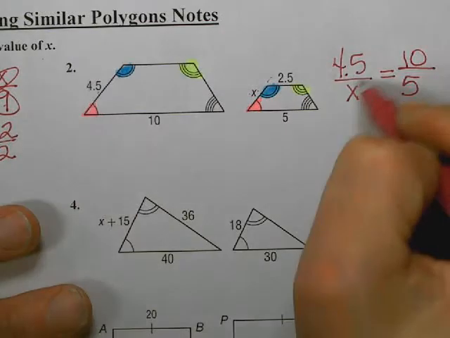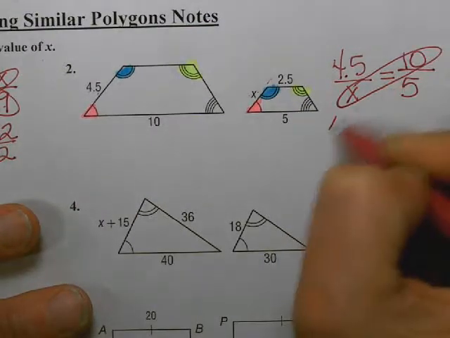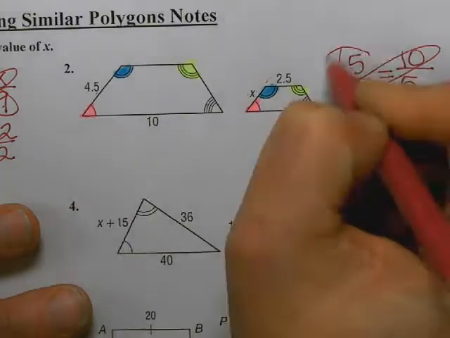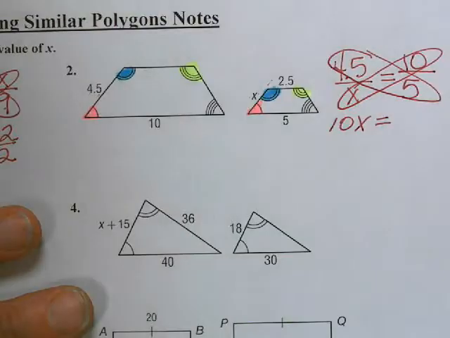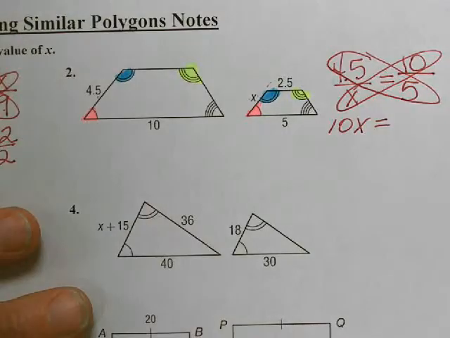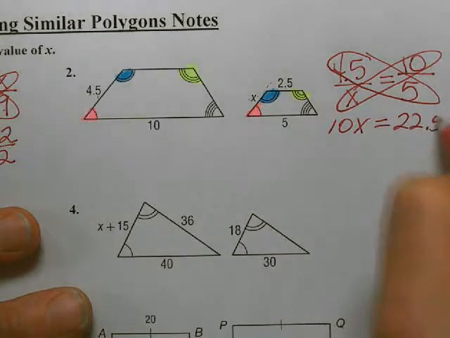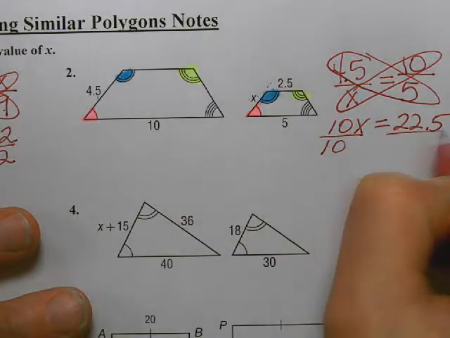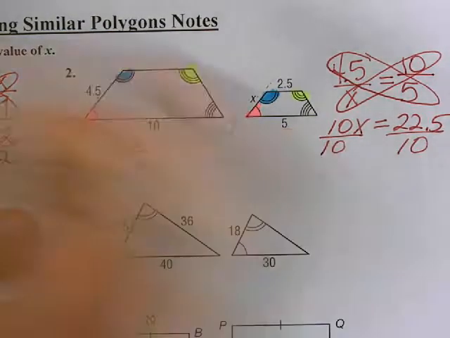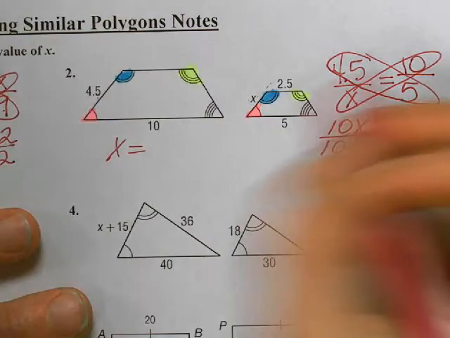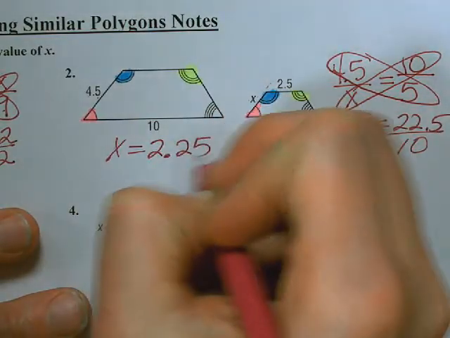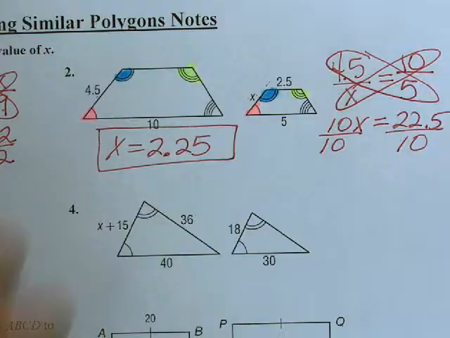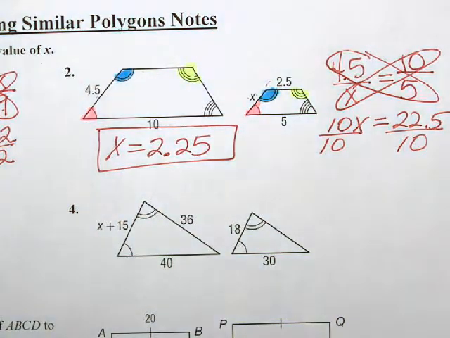Okay, then we just cross multiply. So 10x equals 4.5 times 5, 22.5. Then we divide by 10, so x equals 2.25.